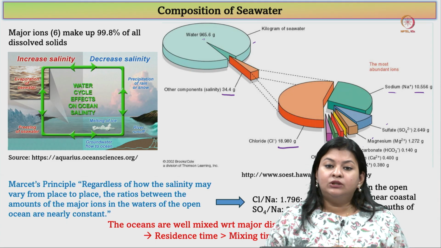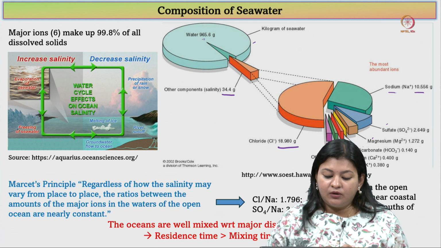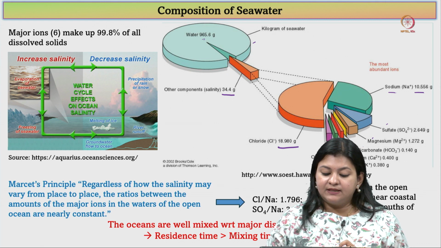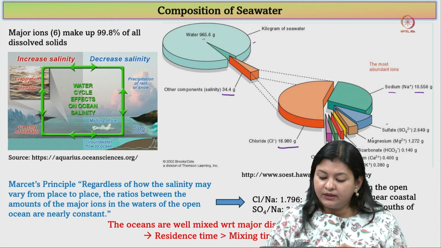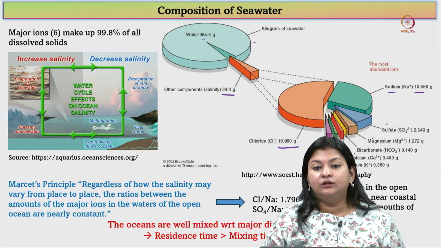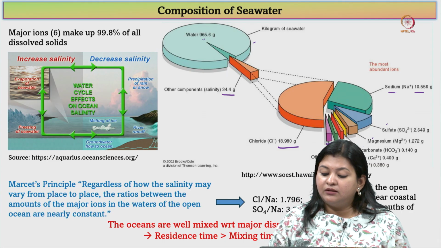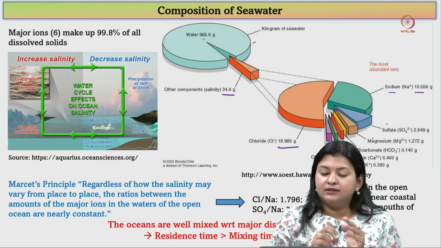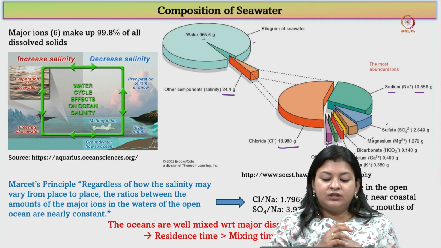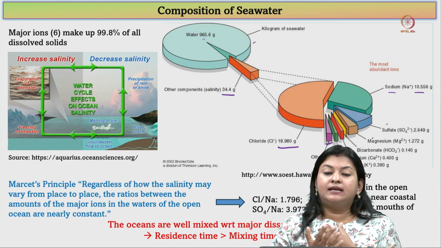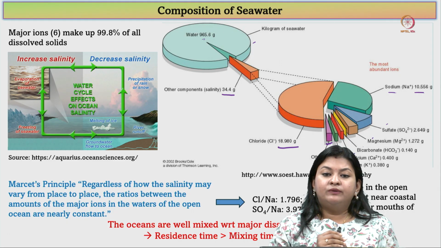Everywhere in the open ocean, the chloride to sodium ratio is around 1.796, and the sulphate to sodium ratio is 3.972. Except near the coastal regions, or where there is the mouth of a river, that kind of place. So, this ratio is always maintained, and the oceans are well mixed. We say that the oceans are well mixed with respect to the major dissolved species.